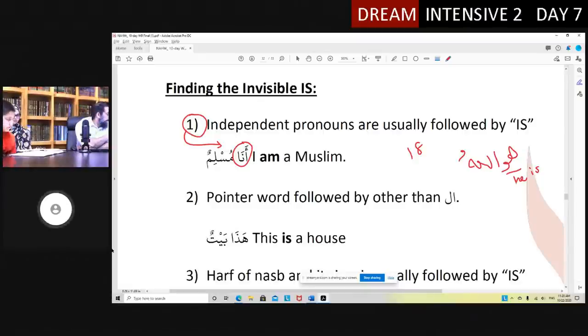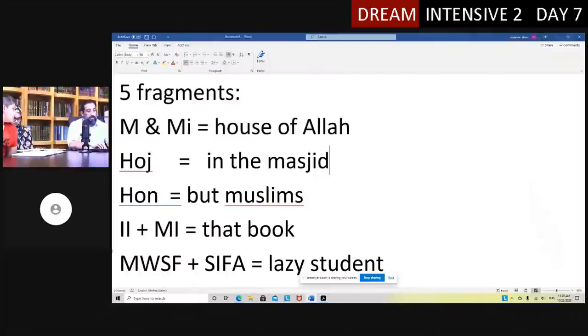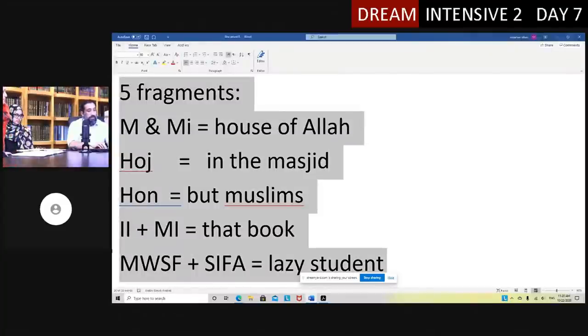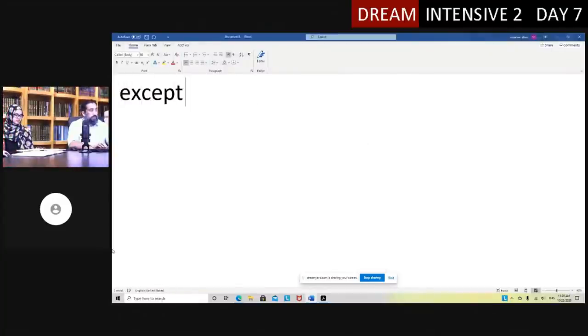What if there's nothing after the independent pronoun? Then there's nothing after. Then there's no sentence. Then the person just said I. No, like there's a sentence like La ilaha illahu. So look at it. La ilaha illahu. Except he. Illahu.